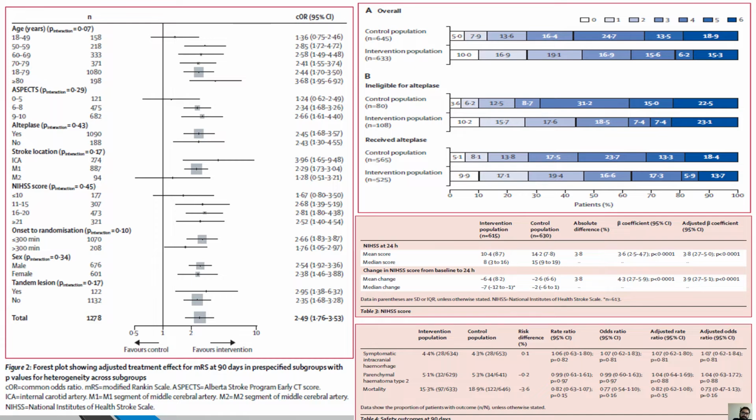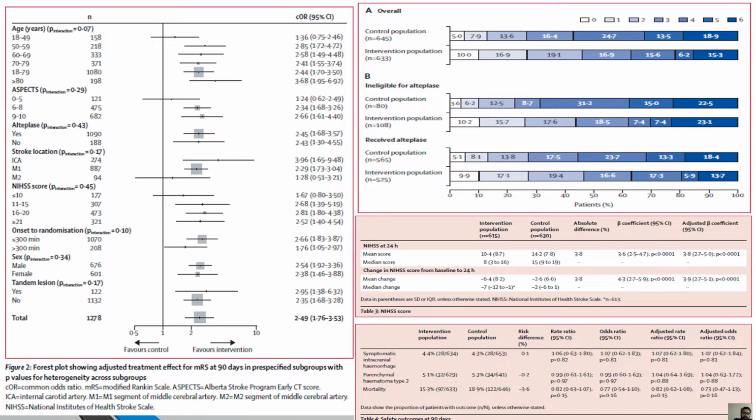You can see this is also a forest plot, and you can appreciate all these patients which were pooled into this group. The interventional arm was favored when it was cross-tabbed and checked with the age. It did not depend on the age or the aspect score, which was second in line. They checked it with that as well. So the interventional arm was the one which was getting a favorable outcome.